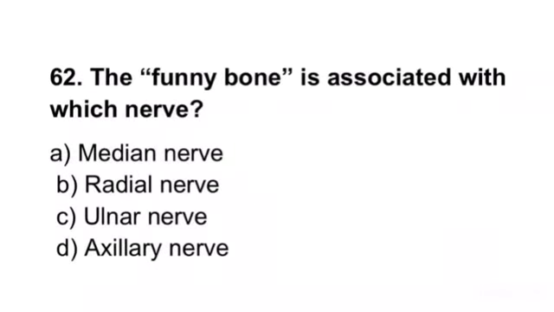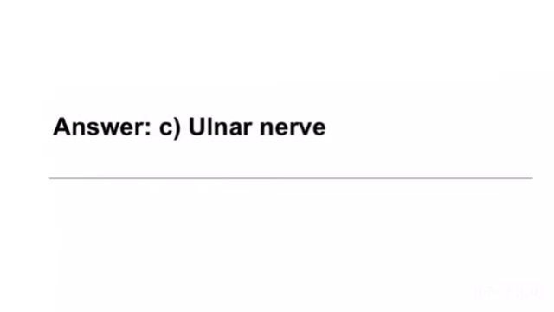62. The funny bone is associated with which nerve? A. Median nerve. B. Radial nerve. C. Ulnar nerve. D. Axillary nerve. Answer, C. Ulnar nerve.